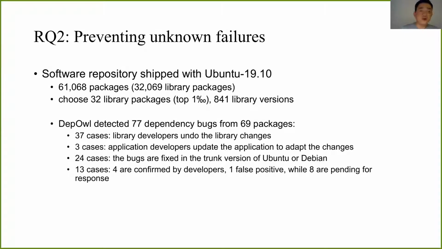We also applied DepOwl to the software repository shipped with Ubuntu 19.10. This repository contains more than 60,000 packages, from which about 32,000 are library packages, which means they are depended on by at least one other package. We chose the top 32 widely used library packages as targets, and DepOwl found 77 dependency bugs with regard to these libraries. So far, we only found one false positive case.